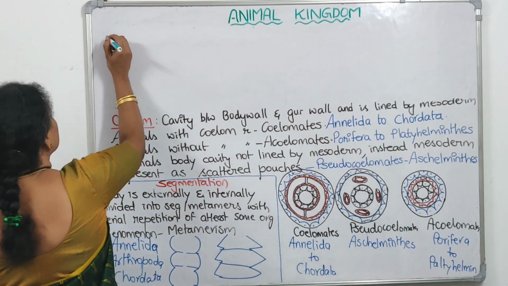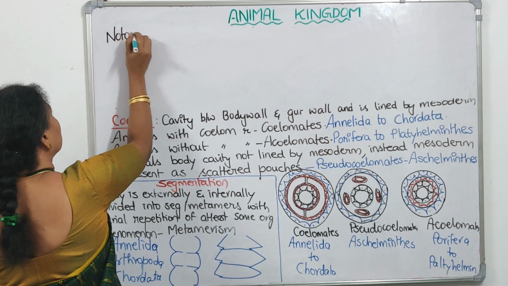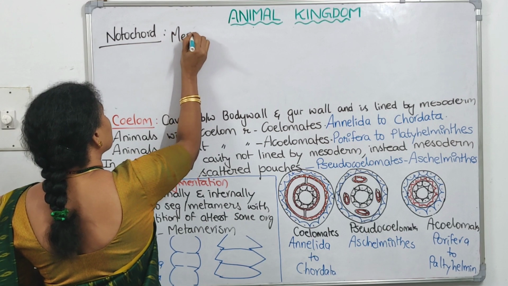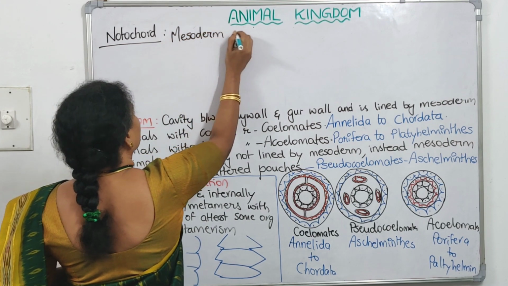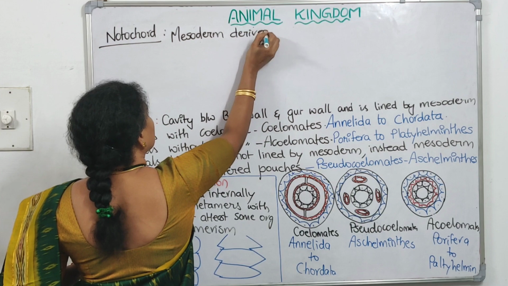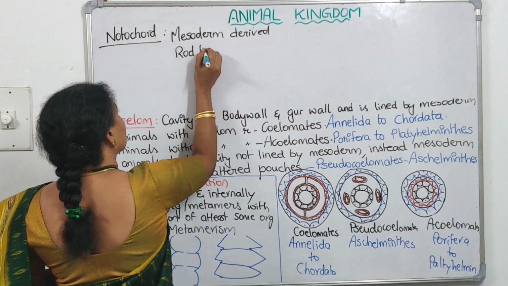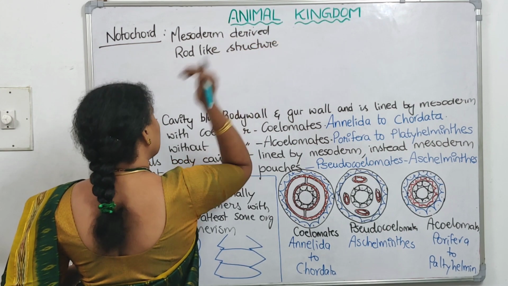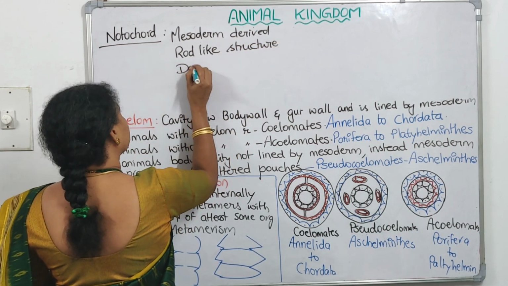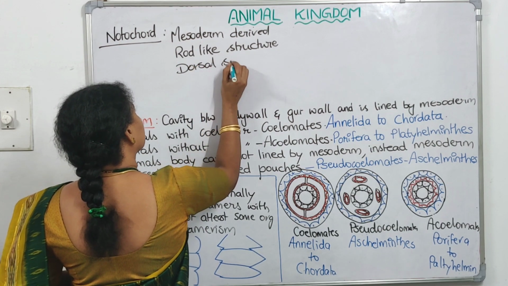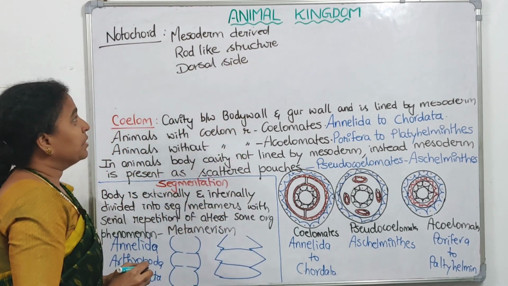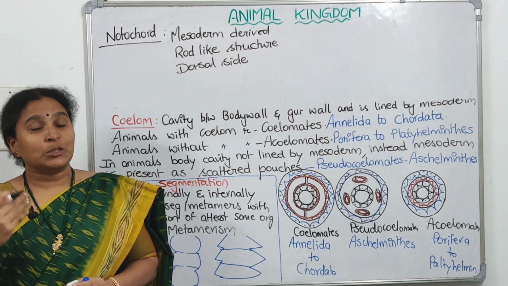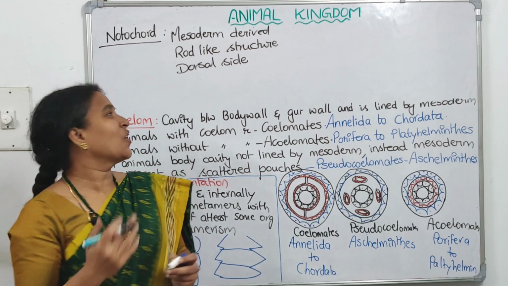Now let us talk about the next characteristic, that is notochord. Which derived? Mesodermally derived. And how does it appear? Rod-like structure. And on the dorsal side or ventral side is it there? It is on the dorsal side. If it is a mesodermally derived rod-like structure on the dorsal side, and if the animals possess such a structure, those animals are called chordates.